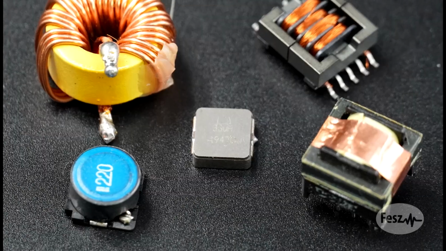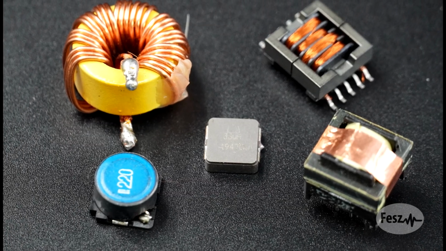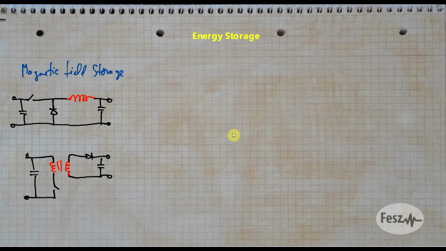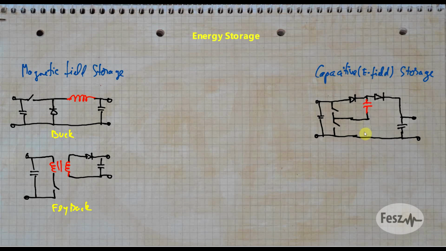Last important classification refers to the energy storage mode. What kind of component do you use to store the energy that is being switched? So here we have two main categories: magnetic field storage using inductors or transformers, and electric field storage using capacitors. And a third bonus category that includes both. So magnetic field storage is used in most topologies you already associate with switch mode power supplies, like the buck or the flyback converter. But as an alternative, you also have capacitive or electric field storage, where most charge pump type of circuits fit in.